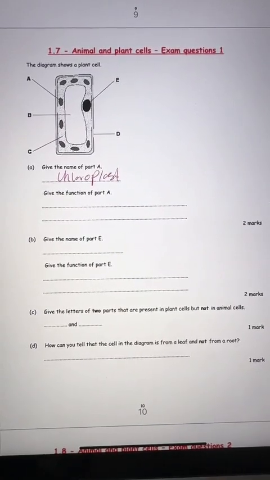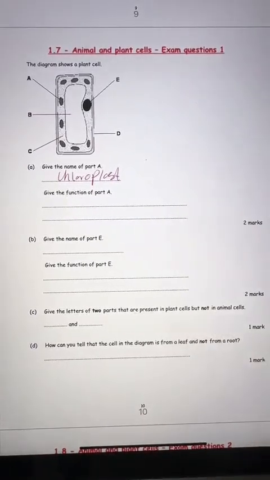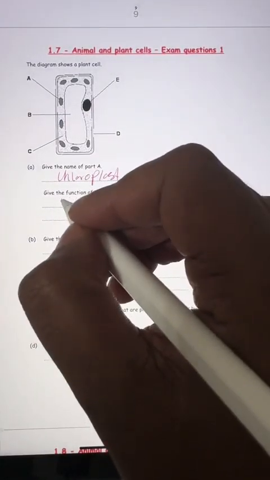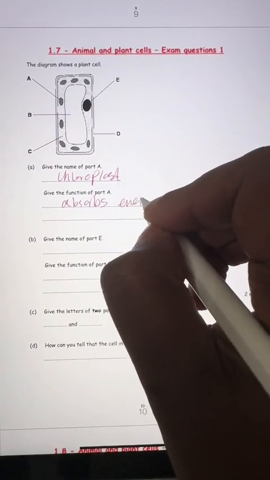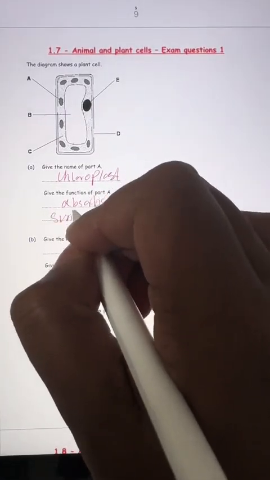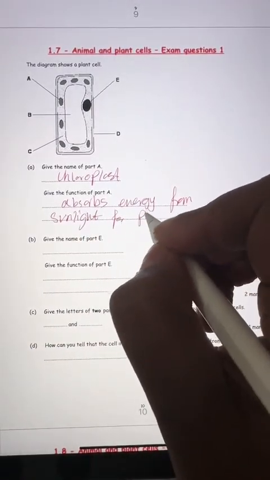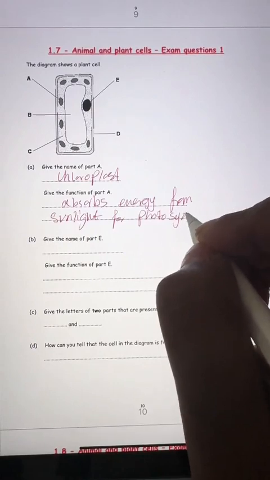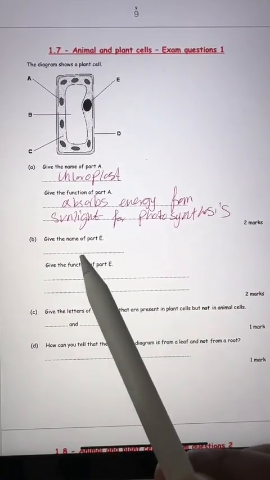Next, give the function of part A. In other words, give the function of a chloroplast. Who knows that? It's simple. So a chloroplast, what does it do? Absorbs energy. From where, guys? From sunlight, right? For what? What's the reason? For photosynthesis. Good.